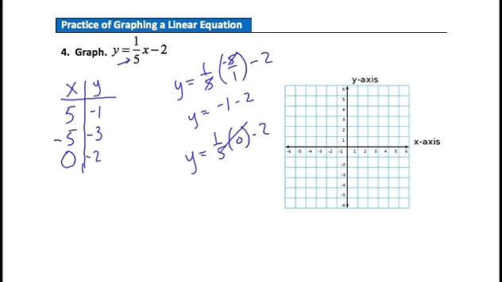So there are my 3 points. I'll go ahead and graph them. So over 1, 2, 3, 4, 5, down negative 1. And then to the left, negative 5, down 3. And then finally 0 in the x direction, down 2. And because my points are lining up, I know I've done this correctly. Okay, so you may not have chosen my points, but your graph should look like the one I have graphed here.